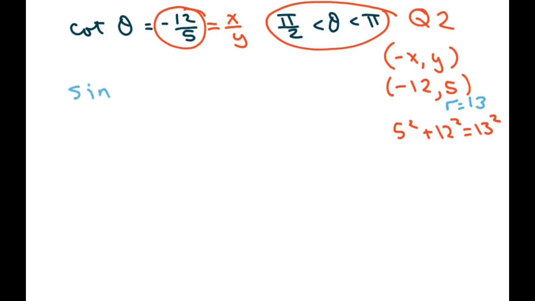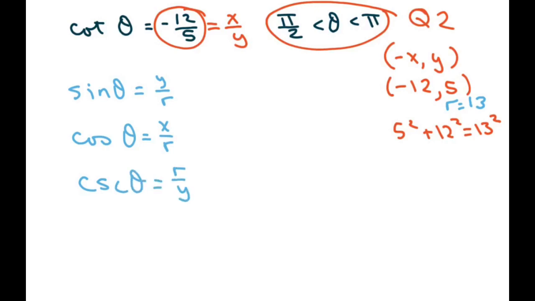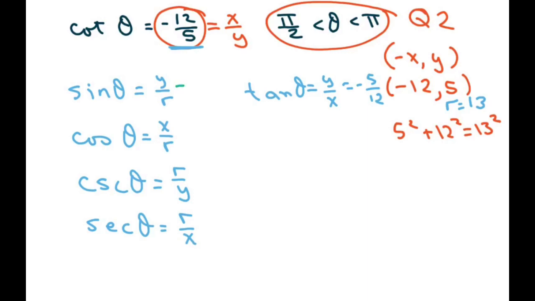We've got sine of theta, which is y over r, cosine of theta, which is x over r, cosecant of theta, which is r over y, and secant of theta, which is r over x. Now, tan of theta is y over x. So on this one, I'm just going to do the reciprocal of that, which is -5/12. So we got tan. Now let's get the rest.